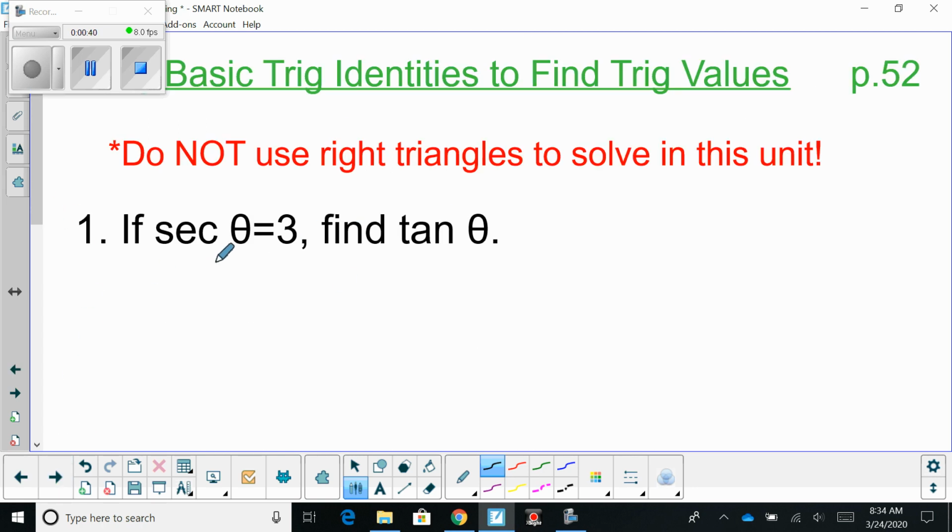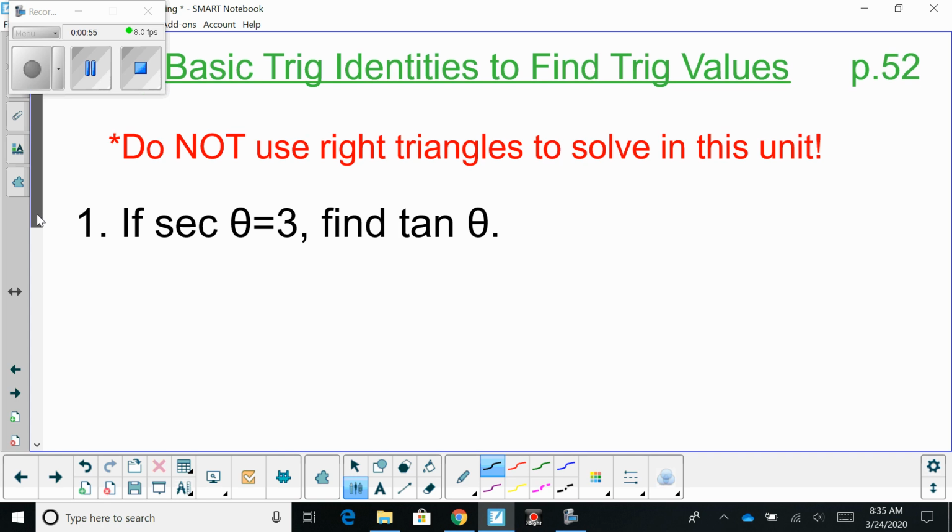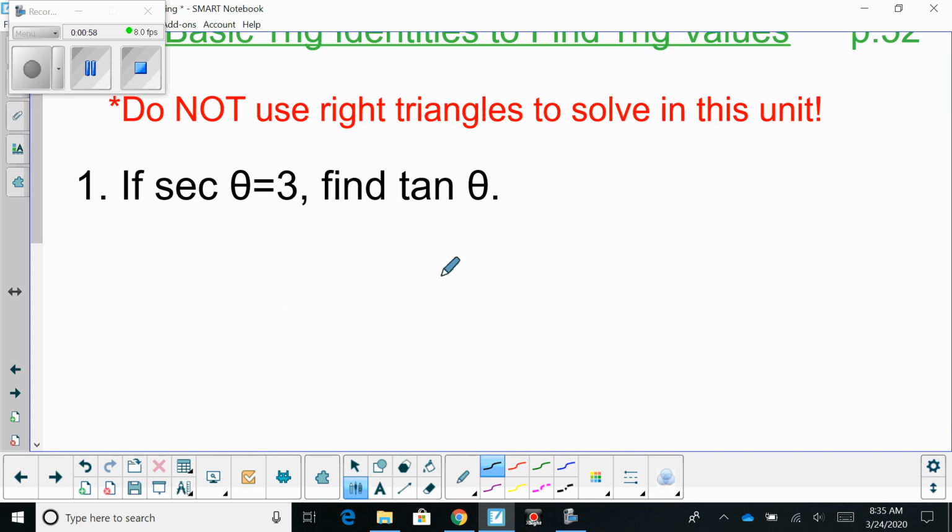Remember, they will give you a trig ratio and ask you to find another trig ratio. But right up here in red, this is the key issue. Do not use right triangles to solve in this unit. Everything in this unit will be solved using the trig identities. They're kind of like puzzles. You've got to figure out how to get from one identity to the other identity. Sometimes it might just be one step. Sometimes it could require 2 or even 3 steps.